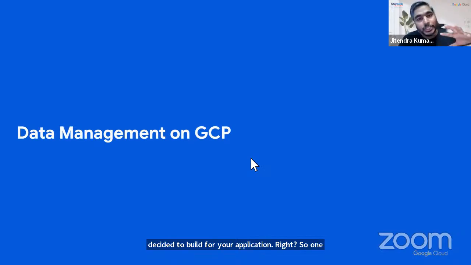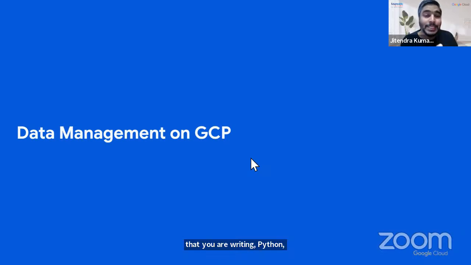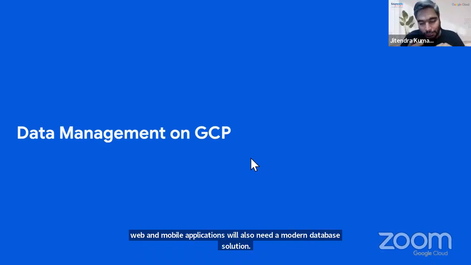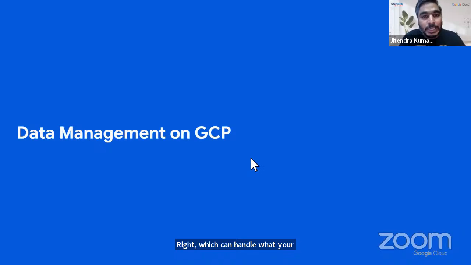So one part of your application is the application code that you are writing: Python, Java, Go, Node, PHP, whatever. And then the other part of the application is the databases that you will need to pick up. So in this section, we are going to focus on what kind of database services you would require, and what it is that Google offers. Because your modern web and mobile applications will also need a modern database solution, which can handle your scalability, performance, security, reliability, all these kinds of requirements.